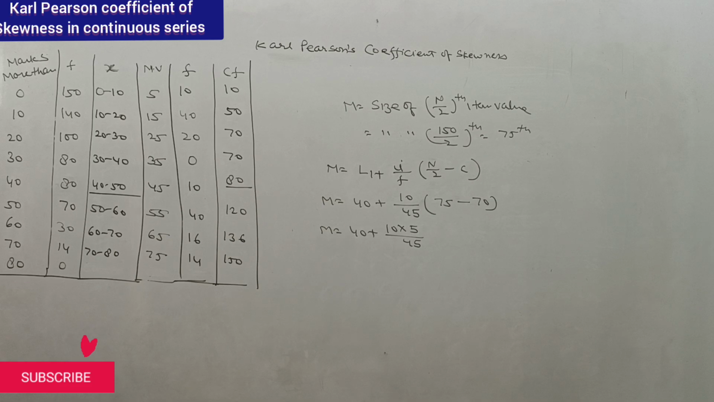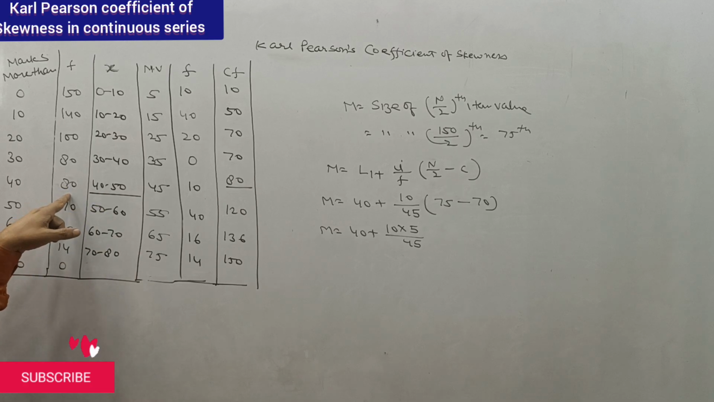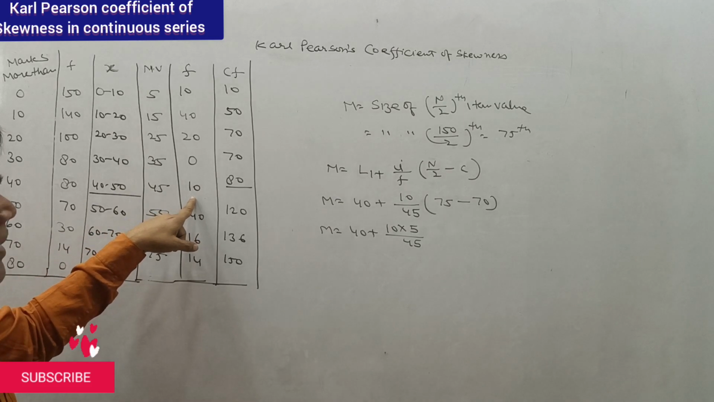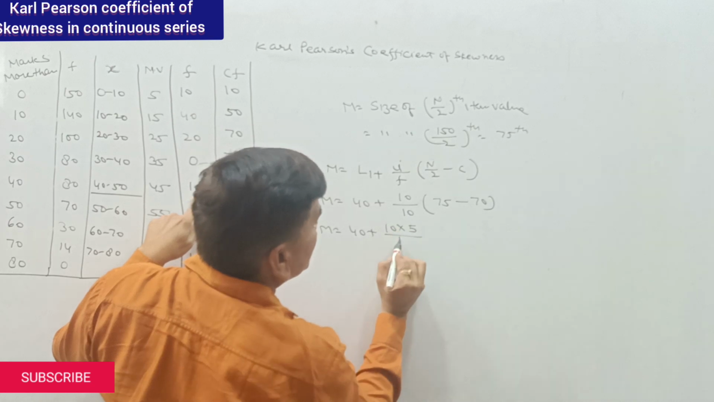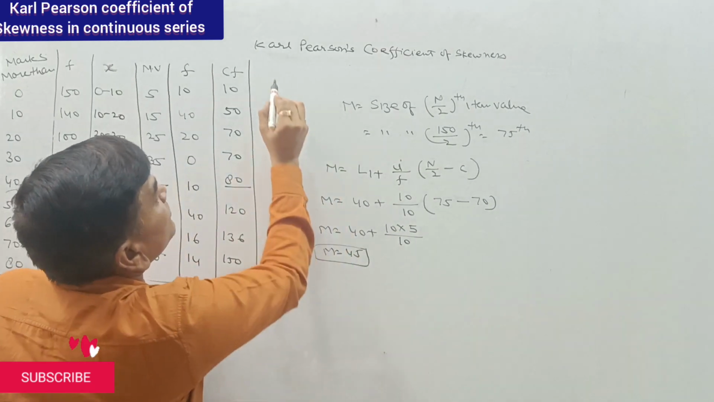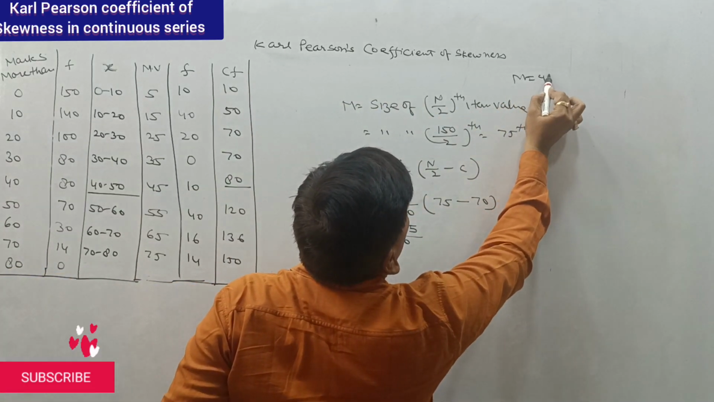We want sigma f. Here the f is 10. Okay, f is not 45, the value of f is 10. So the median value is 45. So the very first thing we have calculated is the value of median, that is 45.